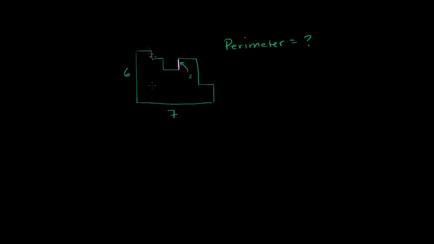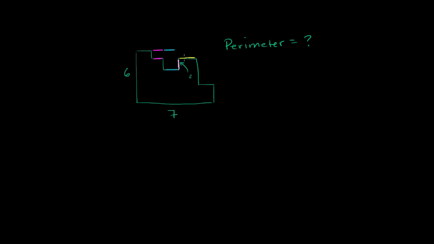But how do we figure out the perimeter if we don't know these little distances here? And the secret here is to shift the sides, because all we want to care about is the sum of the sides. So what I'm going to do is a little exercise in shifting the sides. So this side right over here, I'm going to shift it and put it right up there. Then this side right over here, this length right over here, I'm going to shift it and put it right over there. Then, let me keep using different colors.